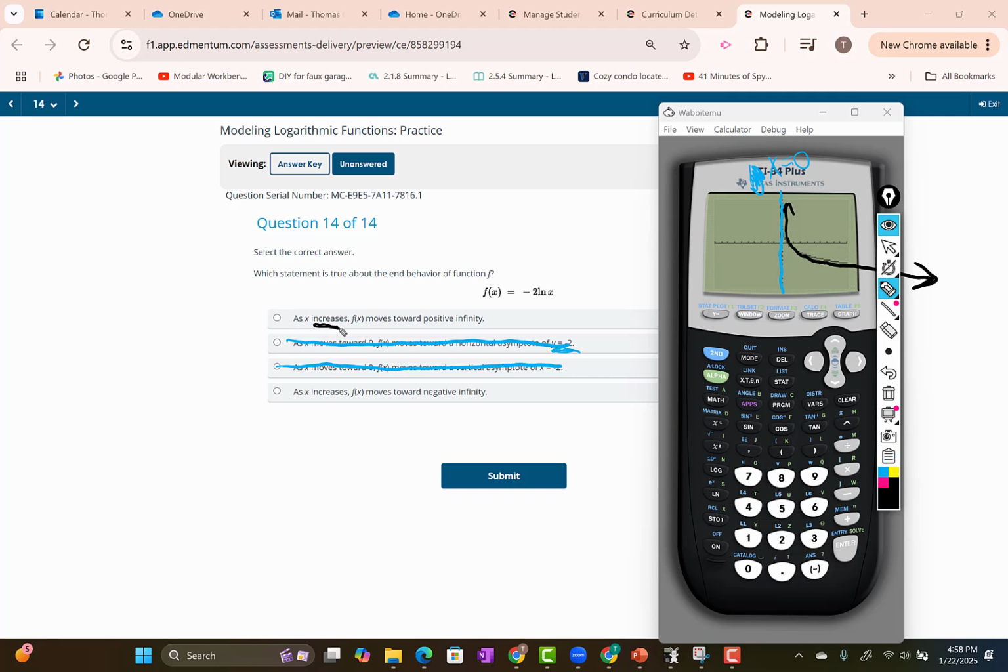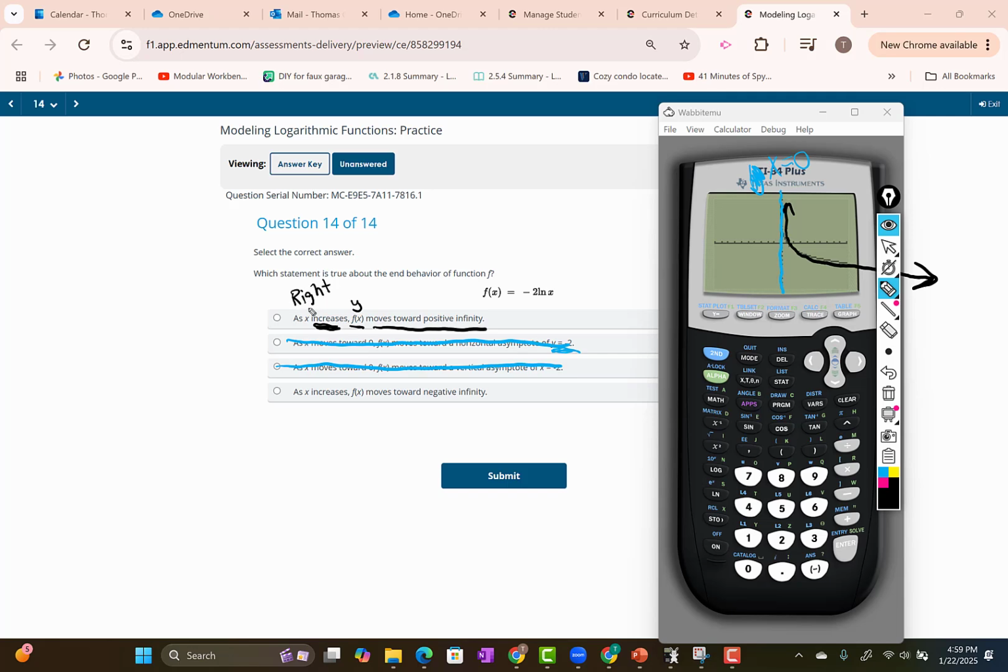As x increases, f of x, or another way to think about f of x, really that's just y, moves toward positive infinity. This can be confusing, but let's just think about it logically. As x increases, think about when you're graphing a point. If x is getting bigger and bigger and bigger, which way is your pencil or your eyes going to move on the graph? Well, they're going to move to the right. X is getting bigger as you move that direction to the right. So I'm going to put right.